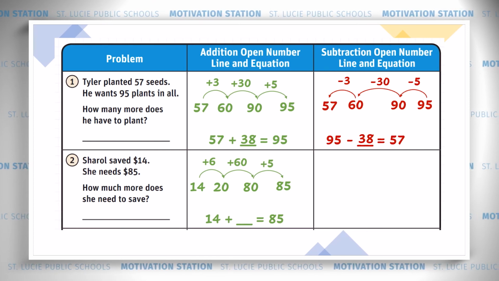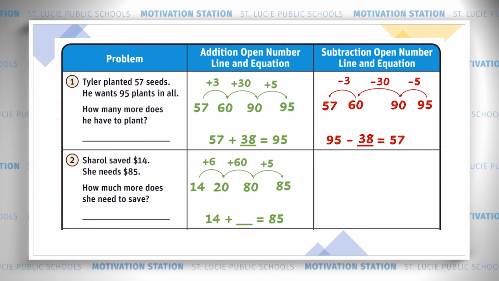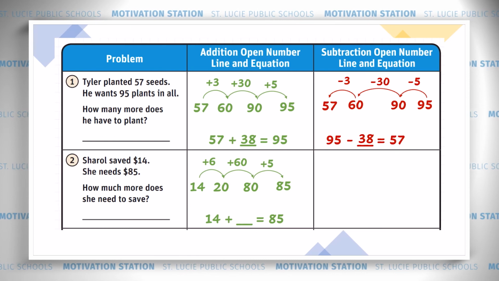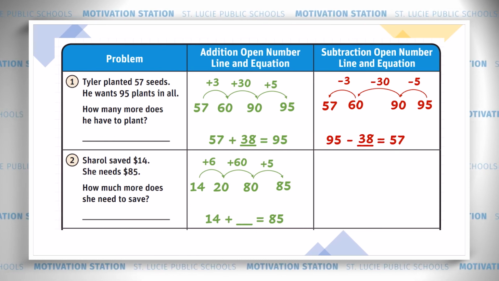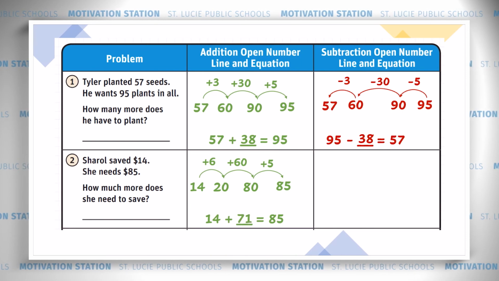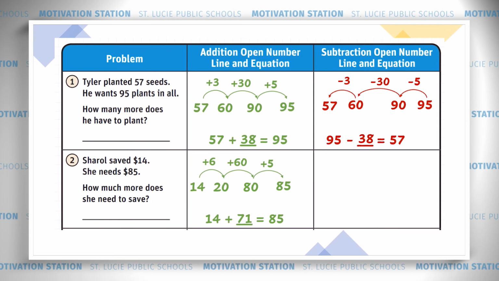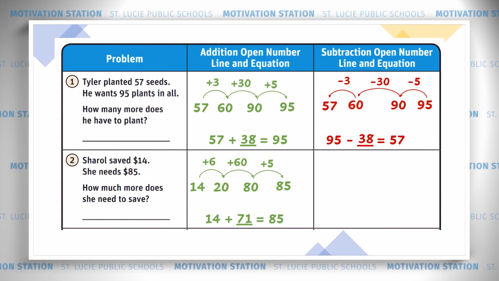Finally, I need to total up all my parts. I have 6 plus 5. That's 11. And then I have plus 60. 11 plus 60. Well, I could do 10 plus 60 is 70, plus one more is 71. Make sure you have all that written down, and we'll go ahead and do subtraction next.